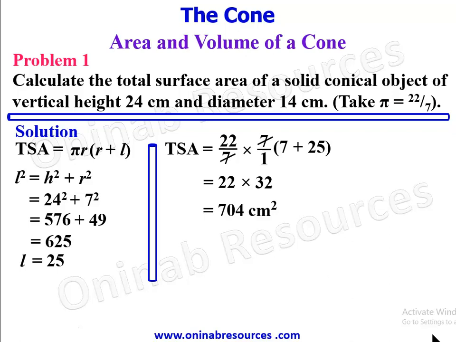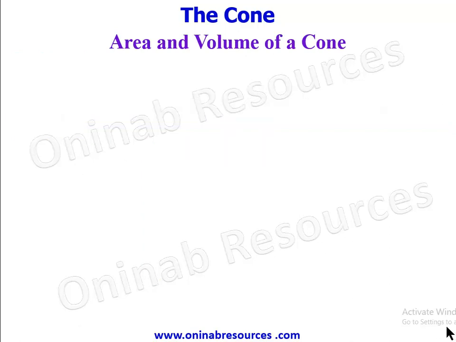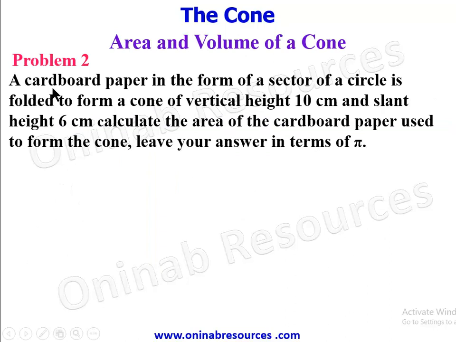So we go to problem 2. For problem 2, a cardboard paper in the form of a sector of a circle is folded to form a cone of vertical height 10 centimeters and slant height 6 centimeters. Calculate the area of the cardboard paper used to form the cone. Leave your answer in terms of pi.